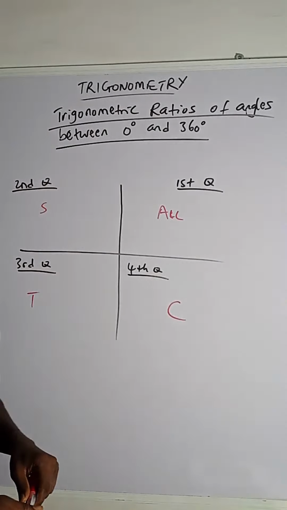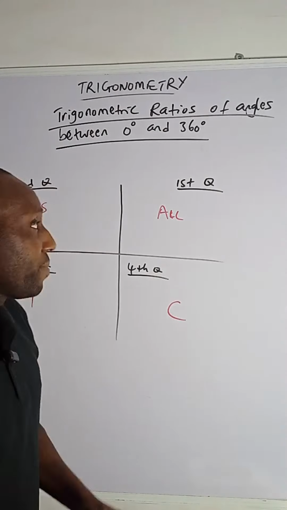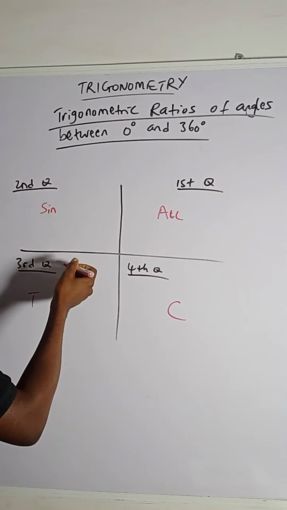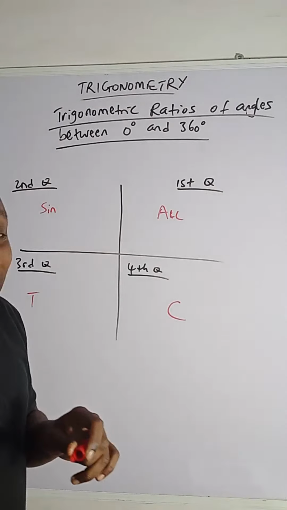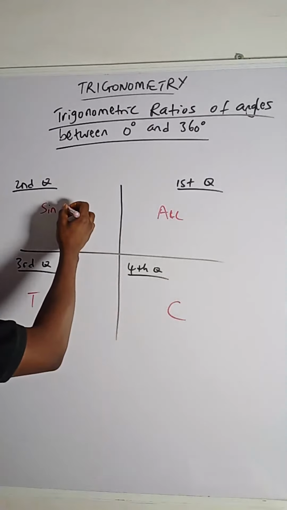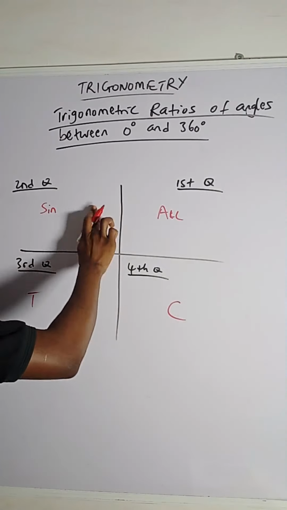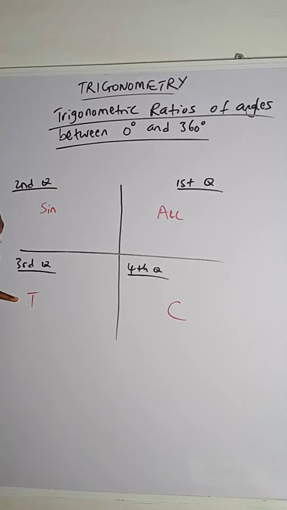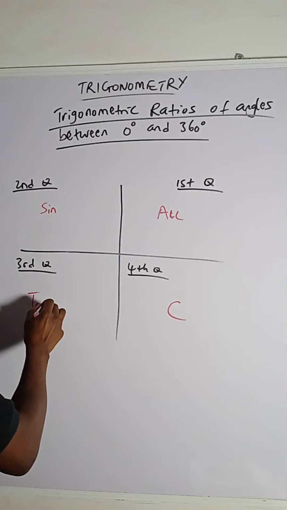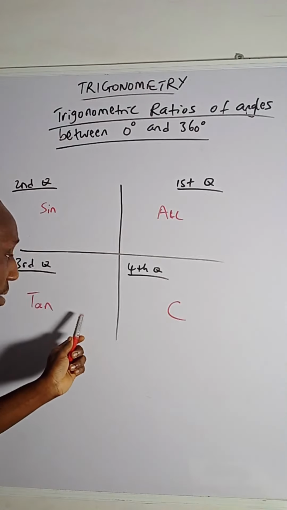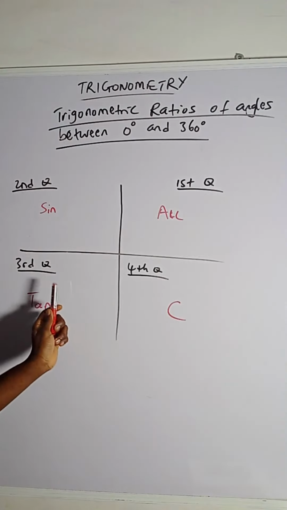Then what about this S? S stands for what? Sine. So here, sine is positive. The others are negative. So sine is positive, but cos is negative, and tan is also what? Negative. What about the third quadrant? Only tan is what? Positive. Sine here is negative, cos is negative in the third quadrant.